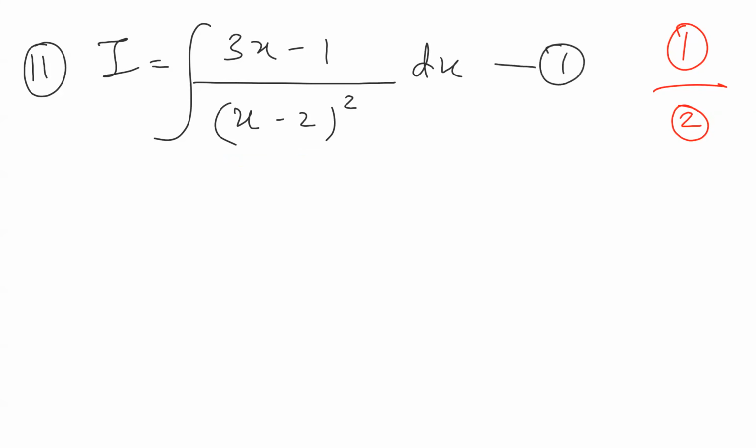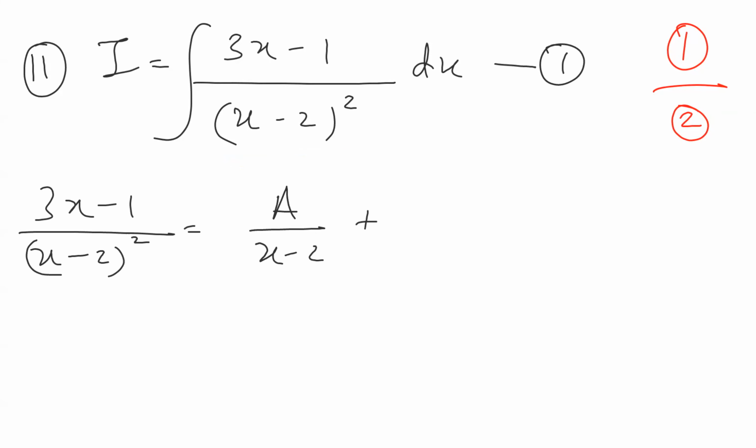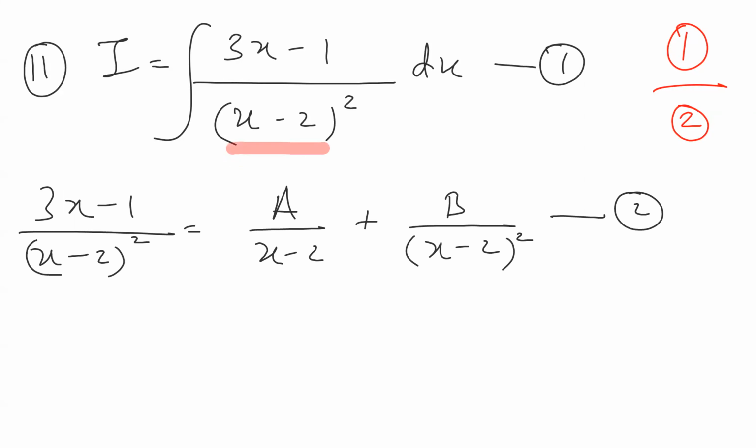Let this be equation number 1. So 3x minus 1 upon x minus 2 the whole square is equal to a upon x minus 2 plus b upon x minus 2 the whole square, equation number 2. Now see, down we are having a linear factor within the bracket, but this particular linear factor, that is x minus 2, is getting repeated twice. So hence I have written x minus 2 once and x minus 2 twice.